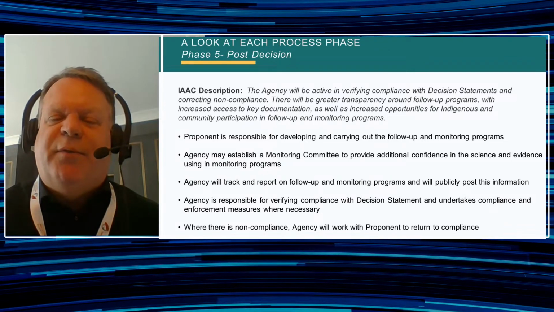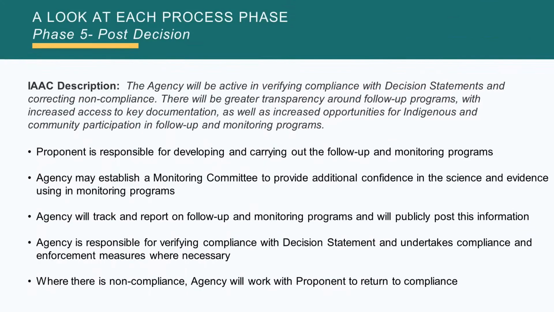Let's look now at phase 5, post-decision. And this is an important phase, I think, and one that needs to be noted, because I don't think it's well known, even on the provincial side of the environmental assessment phase. So phase 5, post-decision. The official IAC description is the agency will be active in verifying compliance with decision statements and correcting non-compliance. So verifying whether the conditions are being complied with, and if they are not, making sure that corrections are made to ensure compliance.